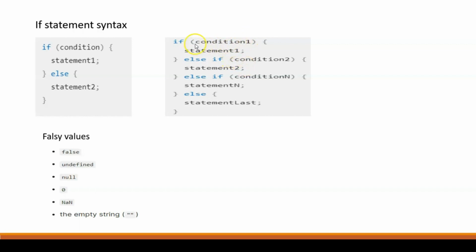Here also it is the same. If, within the parentheses we write the condition, and within this block we can write the statements. This gets executed when this condition 1 is true, and another one, else if condition 2, where if the first if condition is not true, then this second else if will be checked. When the second condition is also not true, then it will check the third condition. Like that it goes on. If none of these if statements match, at the end by default it will execute the else block.